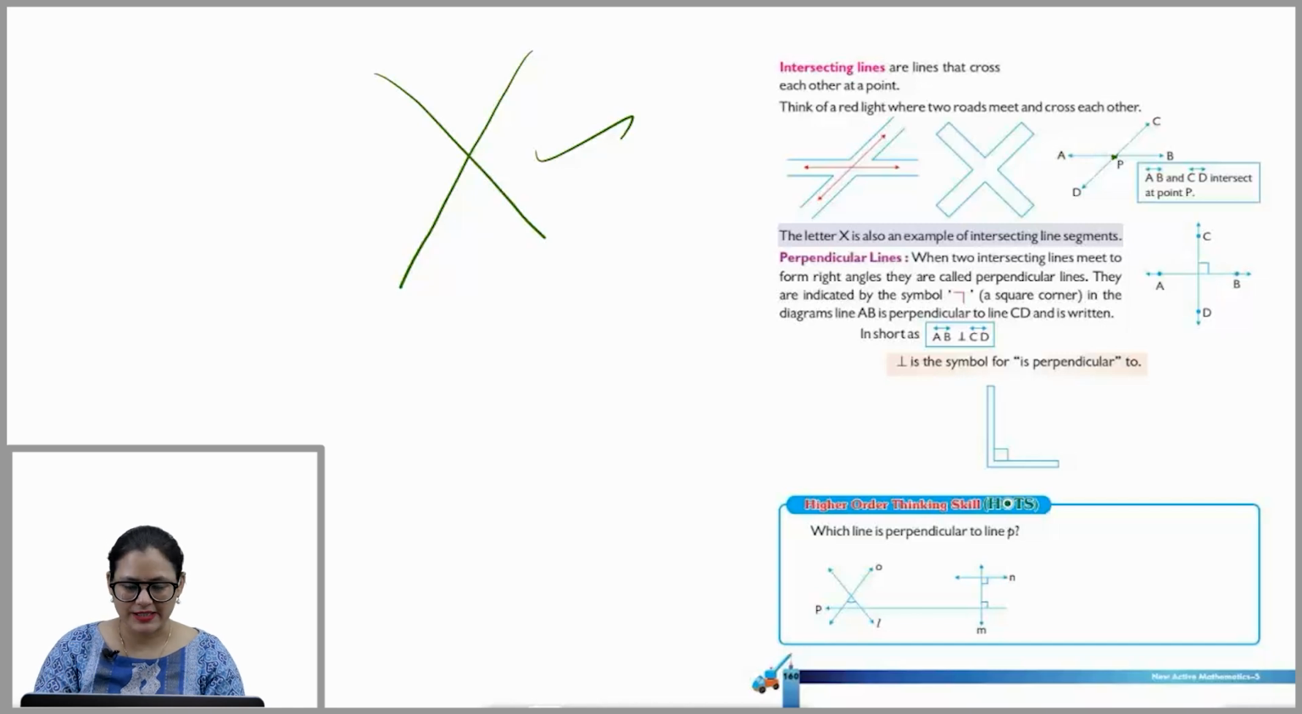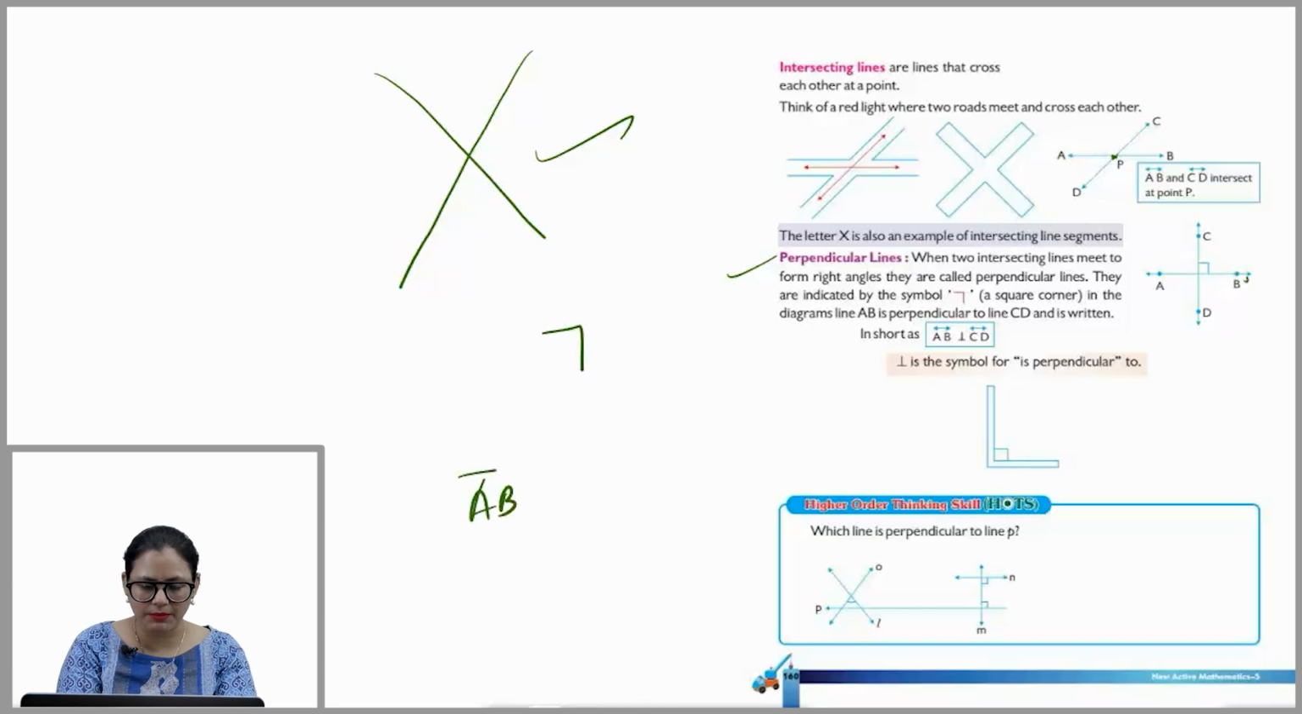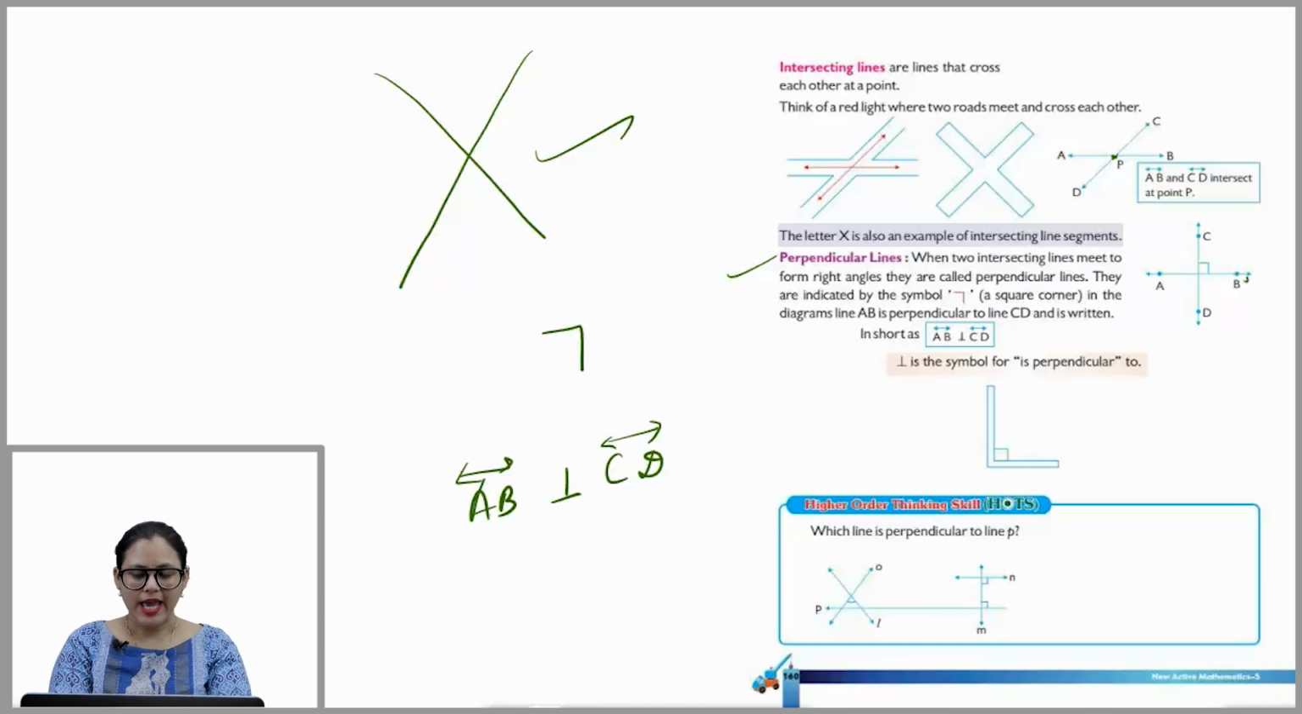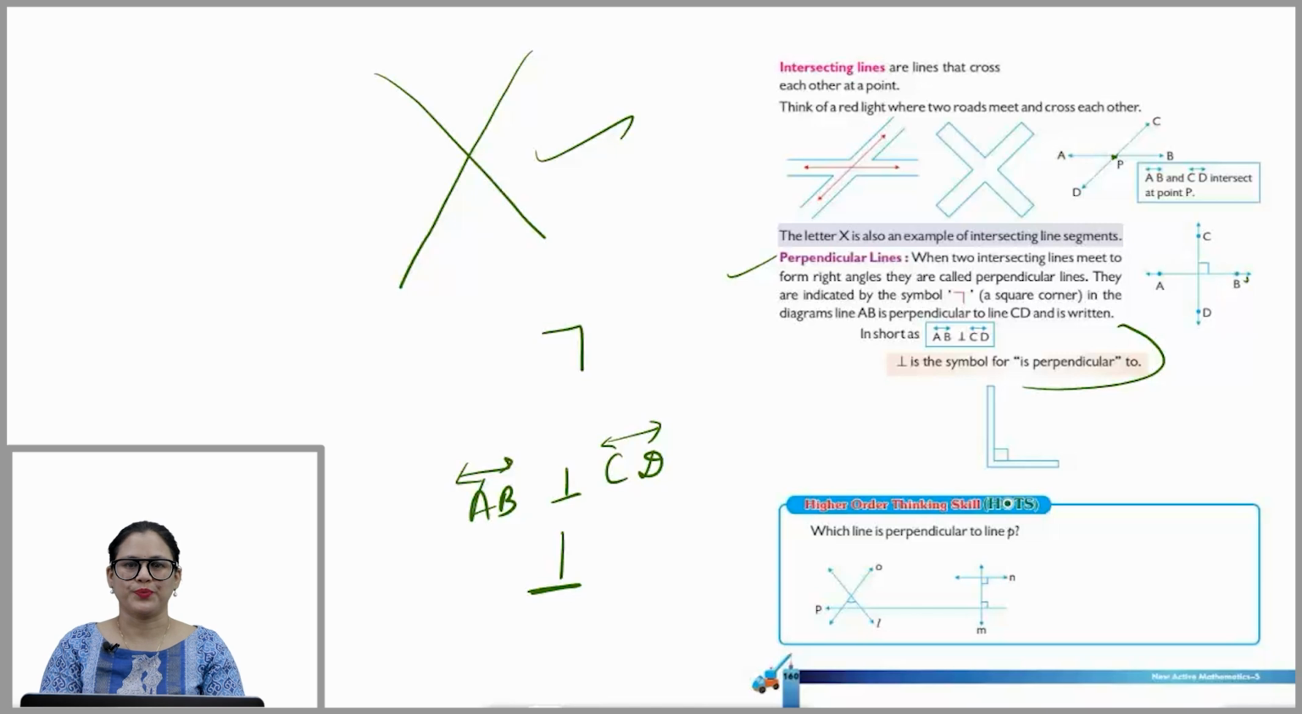Next, perpendicular lines. When two intersecting lines meet to form right angles, they are called perpendicular lines. They are indicated by this symbol, a square corner. In the diagrams, line AB is perpendicular to line CD. In short, line AB is perpendicular to line CD, okay. And this is the symbol for 'is perpendicular to', right students?